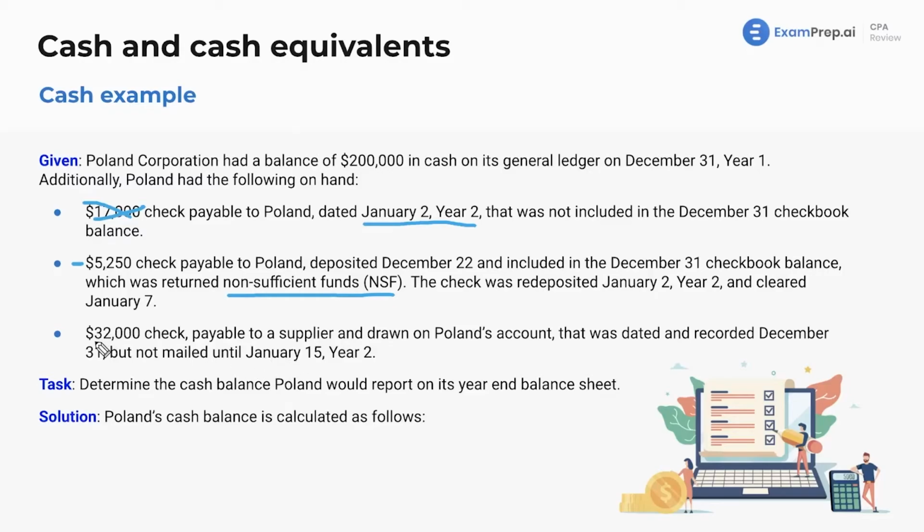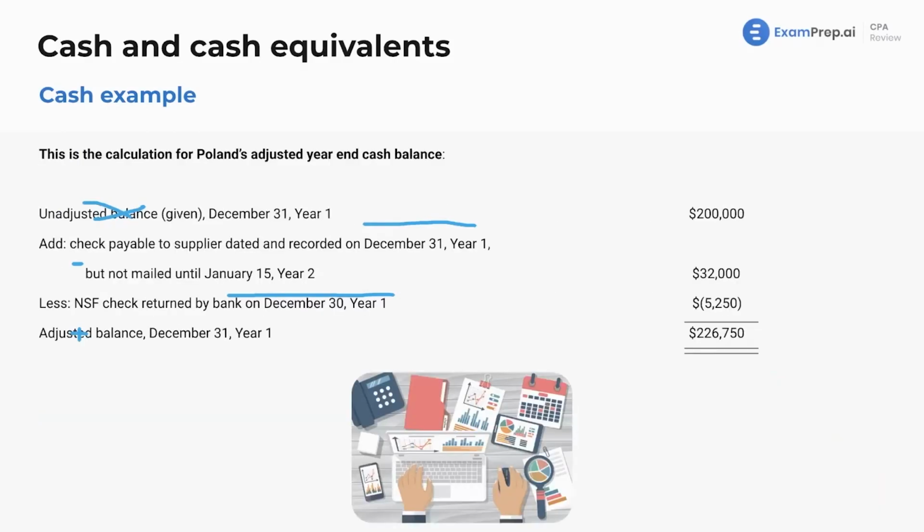So this was still in our cash balance as of the end of year one. So we need to include this. It's under the assumption that this was not included unless it says it was. So adding that back, let's take a look at our solution here. Awesome. So the unadjusted balance was 200. We're going to add back that 32,000 because we should include it, right? It wasn't given away until year two.